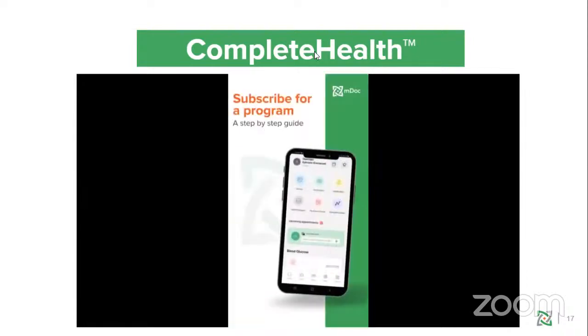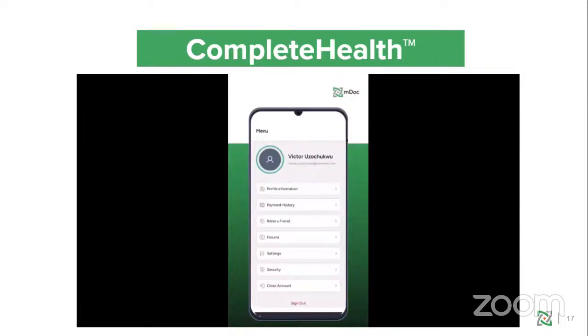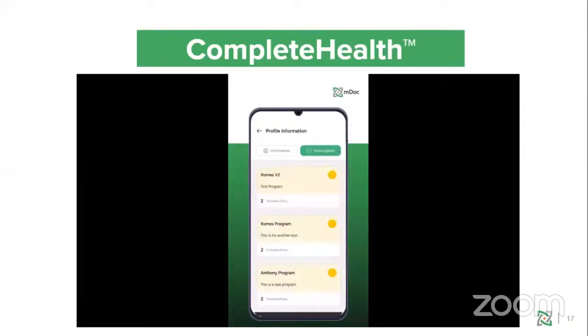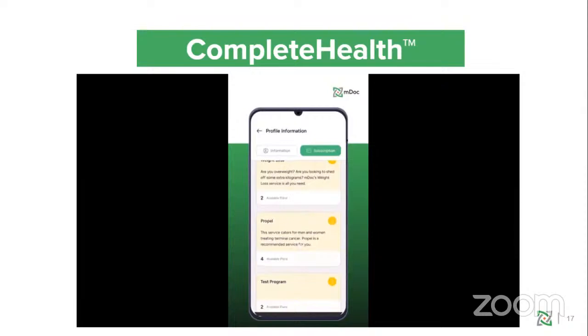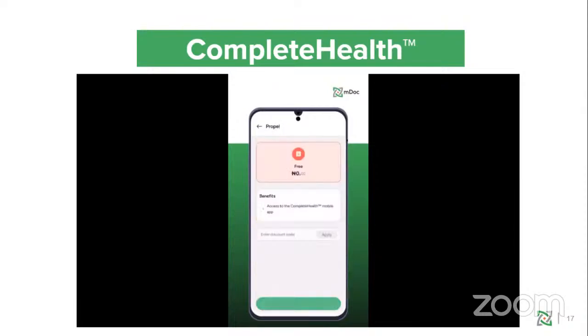So after signing up, the next thing to do is to subscribe for a program. To do this, please go to the home page and click on your name. After that, click on profile information and then click on subscriptions to the right. This will take you through a list of the available programs at MNOC. So for the purpose of this video, let's select Propel and we'll select the free version and click on checkout.